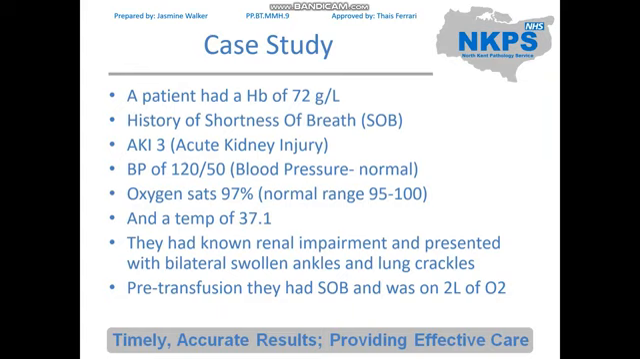They had known renal impairment and presented with bilateral swollen ankles and lung crackles. Pre-transfusion, they had shortness of breath and were on 2 litres of oxygen. So before we get on to them having the transfusion, you can already see, firstly, the hemoglobin is above the normal recommended guideline. It should be less than 70.